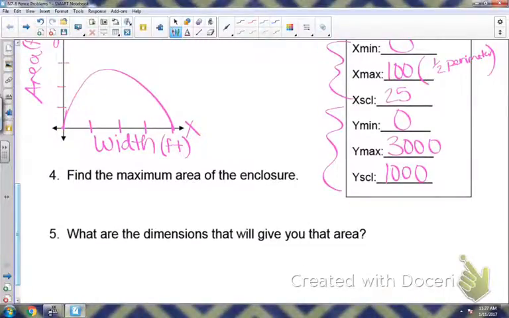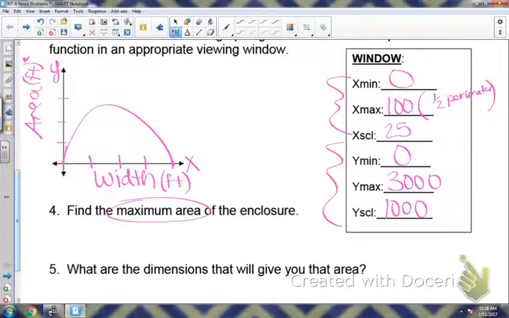Find the maximum area of the enclosure. Okay, so as we talked about yesterday, anytime you're talking about maximum or minimum and you have a parabola, you're talking about the vertex. So we will be finding the vertex on this one, but notice it says area. If you look back at your graph, Y represents the area, so you're finding the Y value of your vertex.